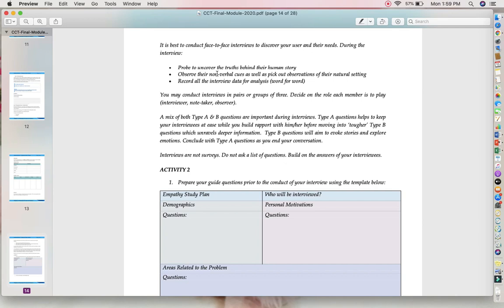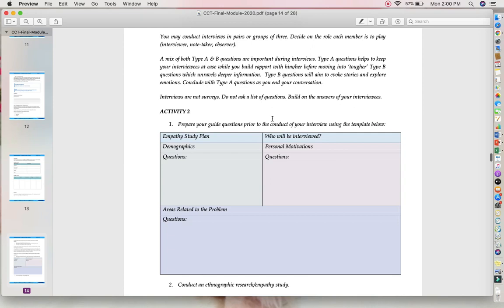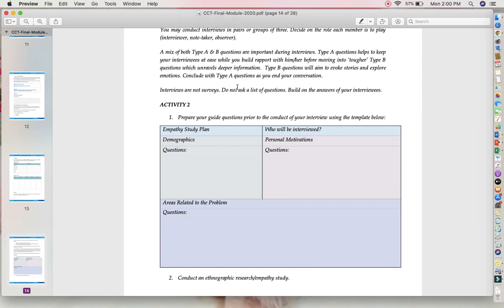Record all the interview data for analysis, word for word. You have to record the interview using your cell phone. If you have a tape recorder, it's better. If the user allows you to take videos, then it's better. You may conduct interviews in pairs or groups of 3. Decide on the role each member is to play: interviewer, note-taker, and observer. A mix of both type A and B questions are important during the interviews.